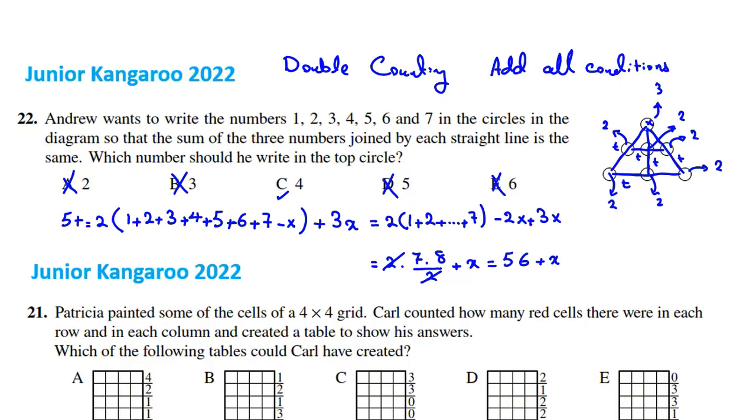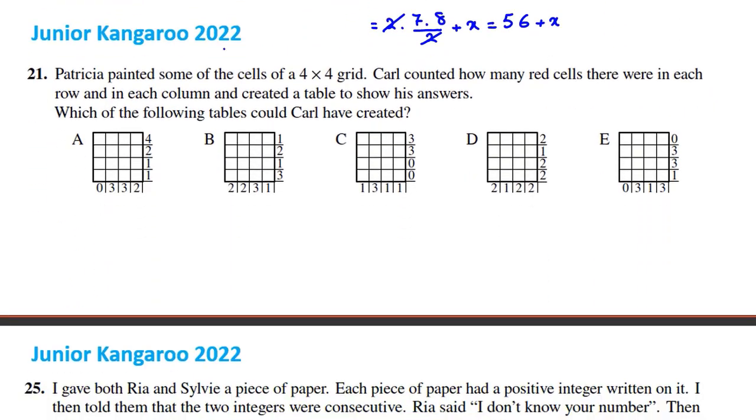So let's consider the next one. Junior Kangaroo 2022, problem 21. Patricia painted some of the cells of a 4x4 grid. Carl counted how many red cells there were in each row and each column, and created a table to show his answers. Which of the following tables could Carl have created?